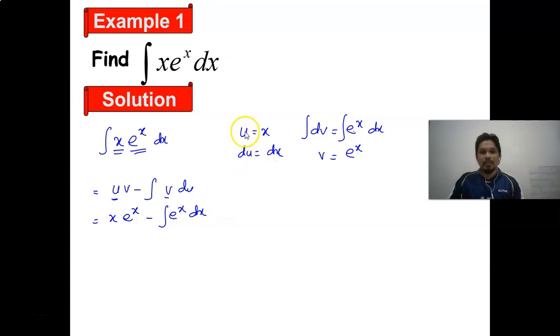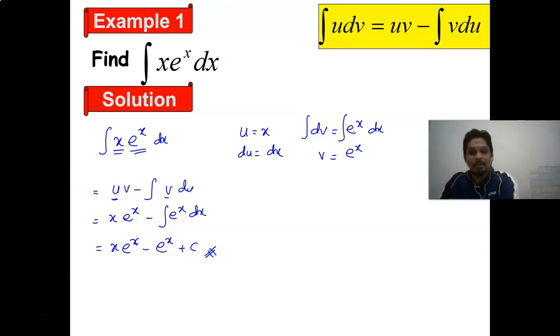Okay, so we have all here u, du, dv, and also v. So what we need to do now is just substitute all into the formula, and it comes out with x e^x minus the integral of e to the power of x dx, again e to the power of x, plus c. Okay, next.